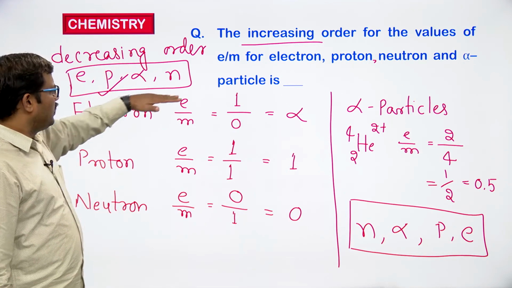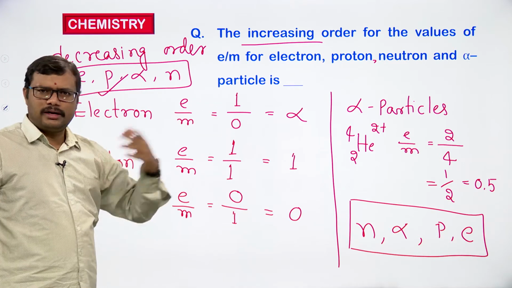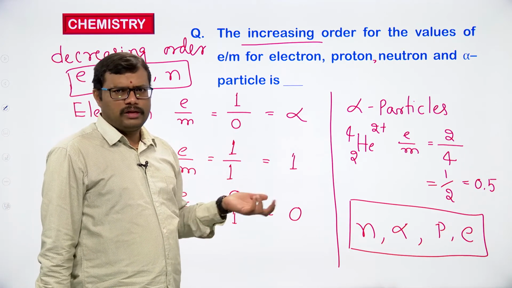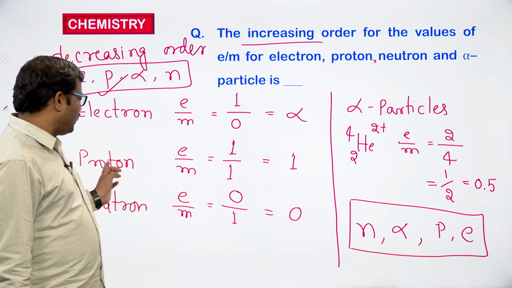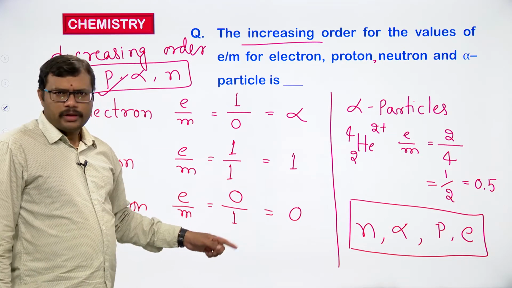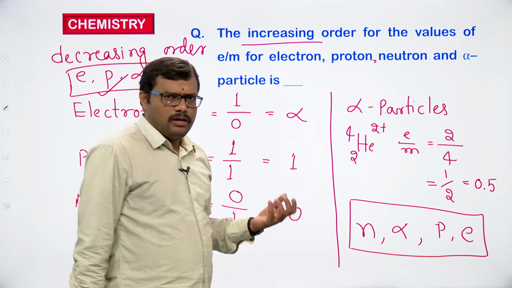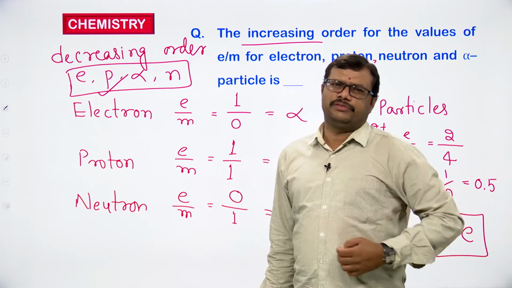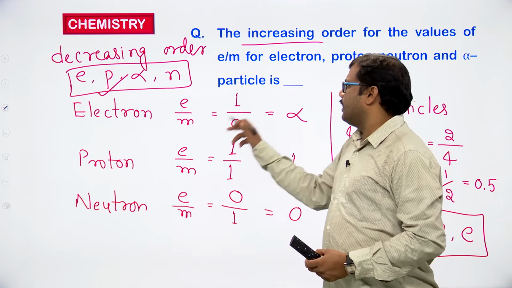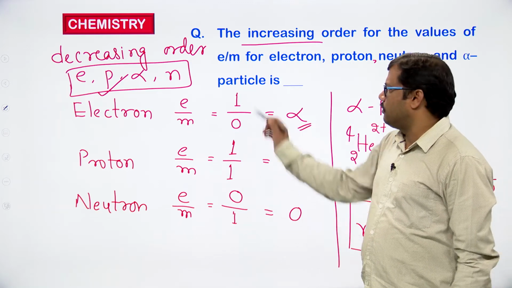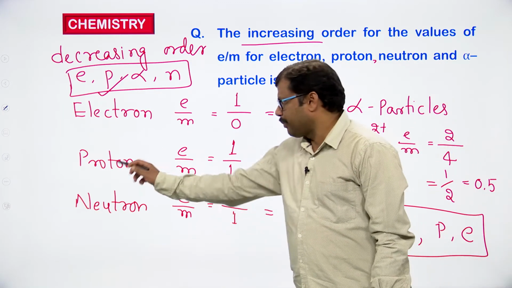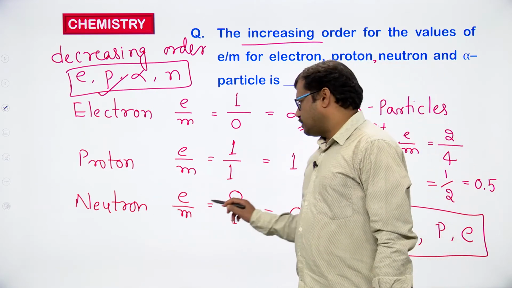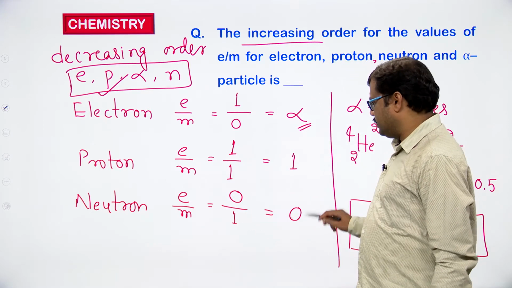First, write the electron E by m value. Charge is 1, mass is generally taken as 0. The mass is very small for electron, so we are neglecting it, because we are taking the mass of proton as 1 and mass of neutron as 1. We have just seen that the mass of proton is 1837 times the mass of electron, so the value is very small and we neglect it. E by m for electron is 1 by 0, so it is infinity. Proton is 1 by 1, charge is 1, mass is also 1, so it is 1. Neutron, charge is 0, mass is 1, so 0 by 1 is 0.